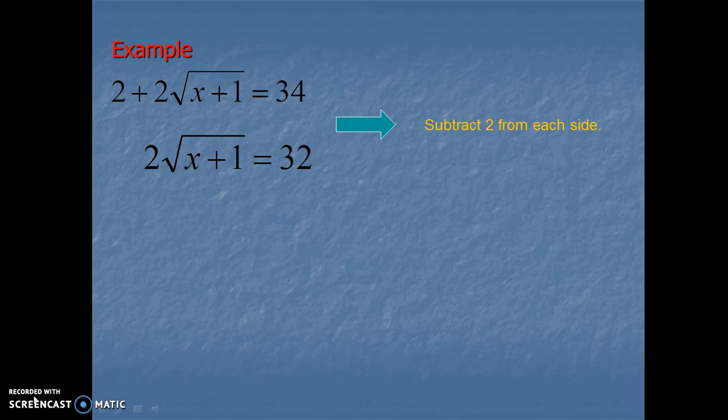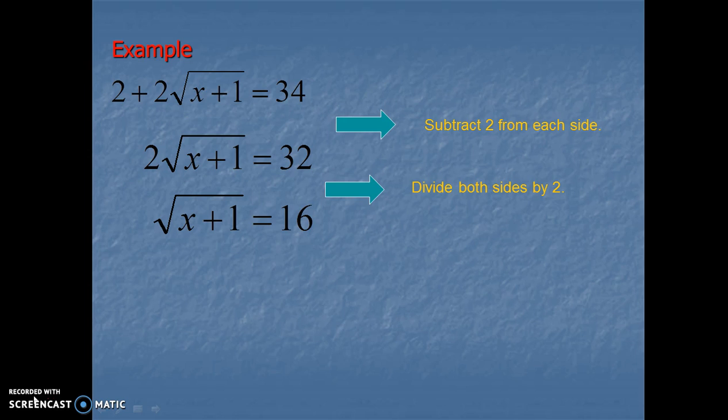Alright, still not by itself. We can't square anything yet. So we're going to have to get rid of that other 2. And since this 2 is being multiplied by the radical, we're going to need to divide both sides by 2. On the left side, it will make the 2 cancel out, and then 32 divided by 2 is 16.